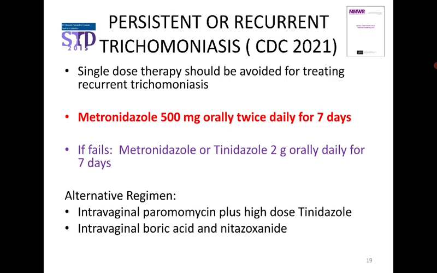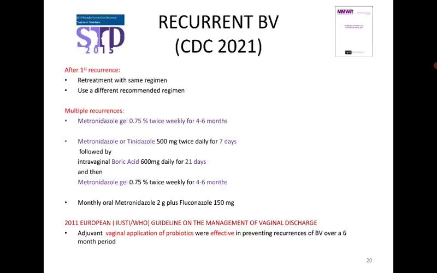Persistent or recurrent trichomoniasis: single dose therapy should be avoided. For treating recurrent trichomoniasis, it should be metronidazole 500 mg orally twice daily for 7 days. If that fails, metronidazole or tinidazole 2 gram orally daily for 7 days. Alternative regimen: intravaginal paromomycin plus high dose tinidazole, or intravaginal boric acid plus nitazoxanide.